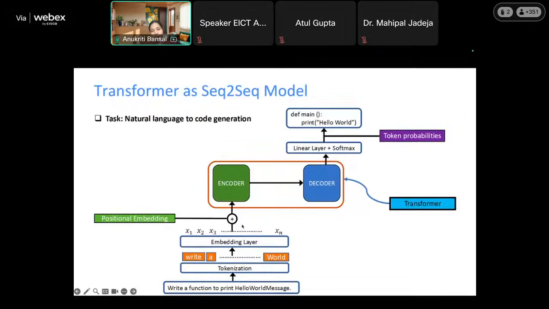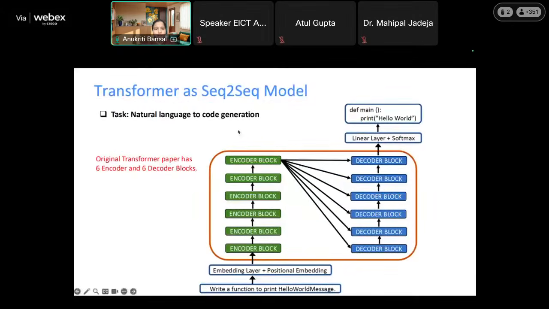And once we have the embedding, once we have these vectors, then we will concatenate positional embedding, and that will be my input to the encoder. And what is there in the encoder? As we have seen, encoder contains the self-attention block, it contains feed-forward neural network, and it provides me the output. The output of the encoder will be fed to the decoder, where it will have some softmax output, and it will generate these results.